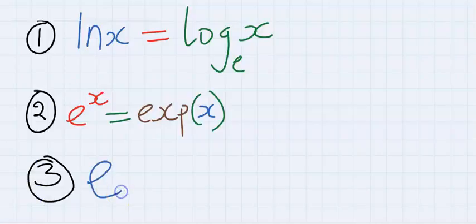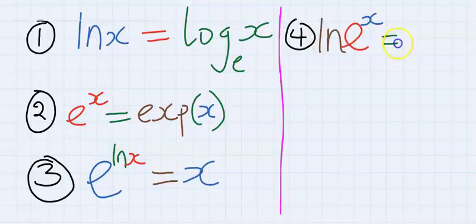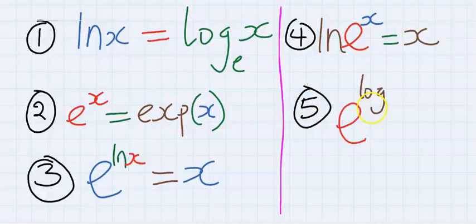Number 3, exponential ln x is equal to x. Number 4, ln exponential x is equal to x. Number 5, exponential log x, remember, is of base e, even though we don't write it, is always equal to x. You can play around with this on your calculator.